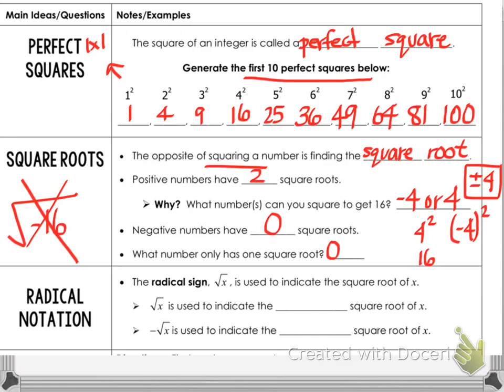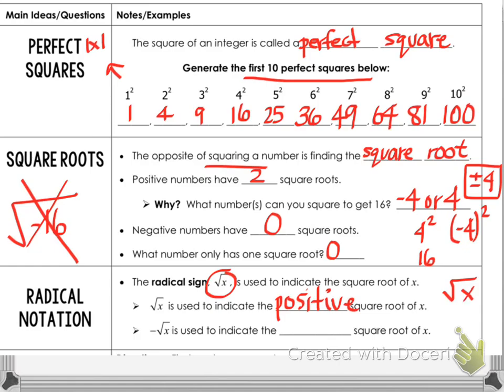Let's talk about the radical sign. All right, so this is radical x. It is used to indicate the square root of. So when you see this radical, when it's just like this, it means square root of. So this is the square root of x. Square root of x can be used to indicate the positive square root of x. Why? Because x there is positive.